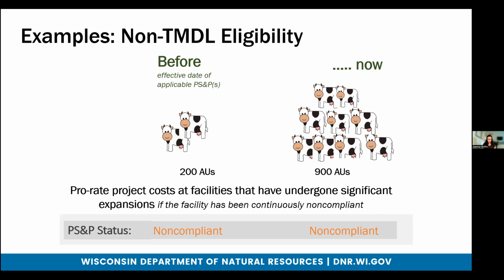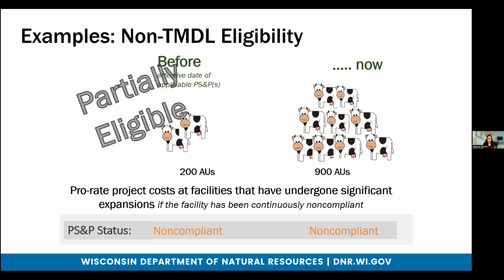Since the facility was designed for 900 animal units, the applicant would divide 250 by 900 and determine that 28% of the total project costs are eligible for cost sharing. So it's partially eligible.